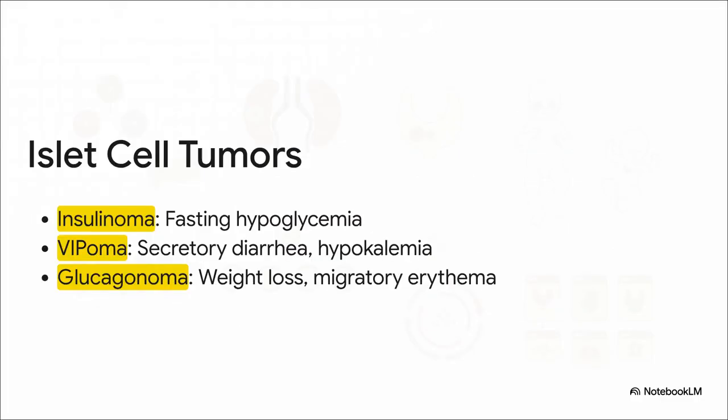You need to differentiate islet cell tumors by their specific hormone excess. Insulinoma presents with fasting hypoglycemia and neuroglycopenic symptoms. You'll see high insulin, high C-peptide, high proinsulin, and importantly, a negative sulfonylurea screen. VIPoma, on the other hand, gives you massive secretory watery diarrhea, hypokalemia, and achlorhydria. Then there's glucagonoma, which causes weight loss, new-onset diabetes, anemia, venous thrombosis, and that classic skin finding, necrolytic migratory erythema.